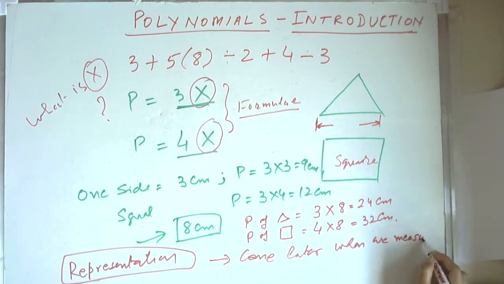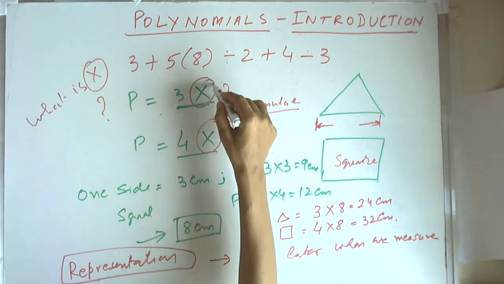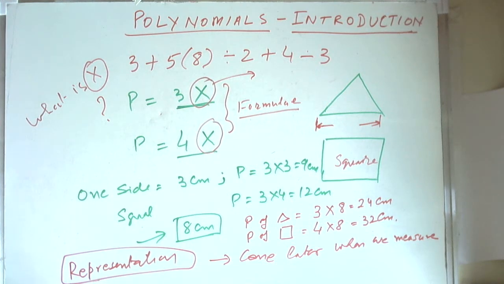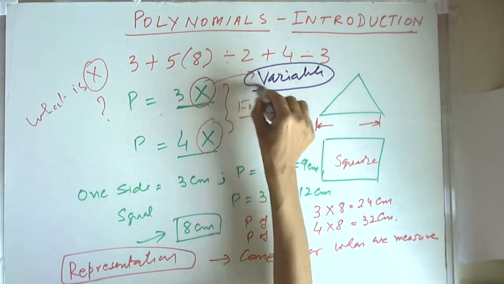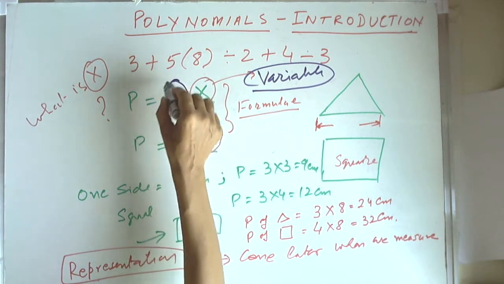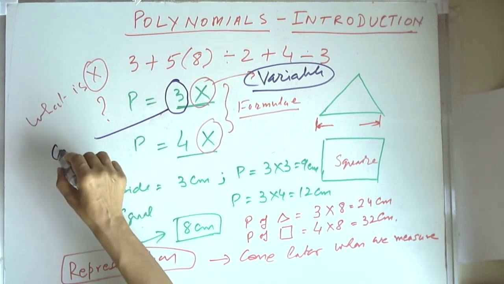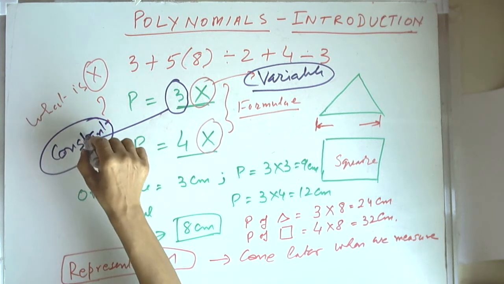But for the formula, we use the alphabet x, and this is called a variable. Whereas in the case of an equilateral triangle, 3 will always be there. So this is why this is called a constant.